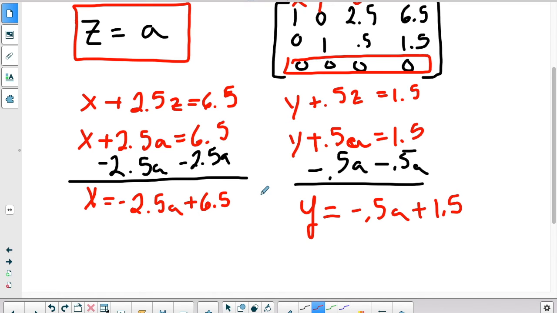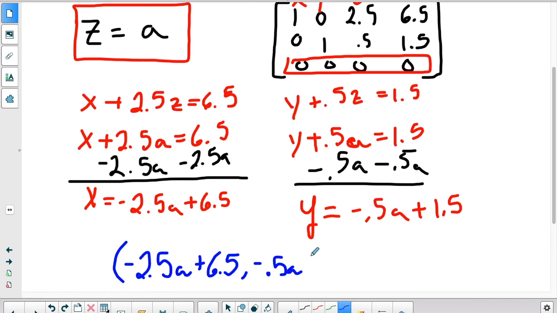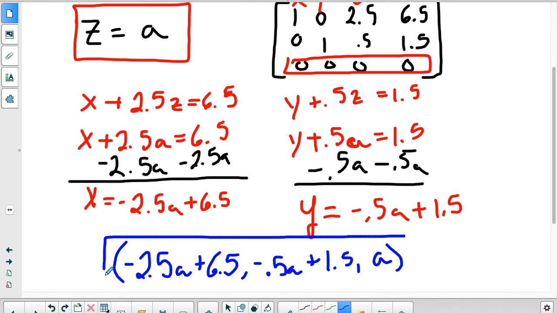So since we set z equals a, we now have two equations here that reflect how x and y change according to what the value of z is. And that gives us an ordered pair. It gives us negative 2.5a plus 6.5, comma, negative 0.5a plus 1.5, comma, a. And this here is our ordered solution for these three here. And it works out that any value of a that we plugged in will give us an ordered triplet that will be a solution for these three equations here that will work for all three. And that's all we have to do for this here.